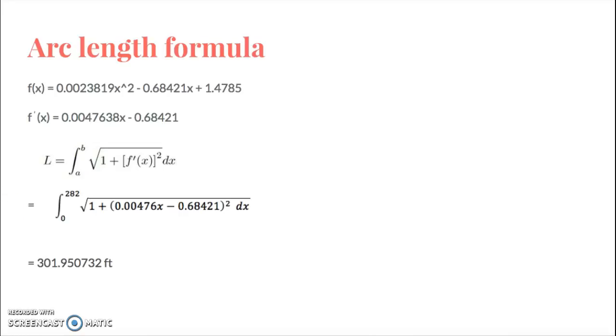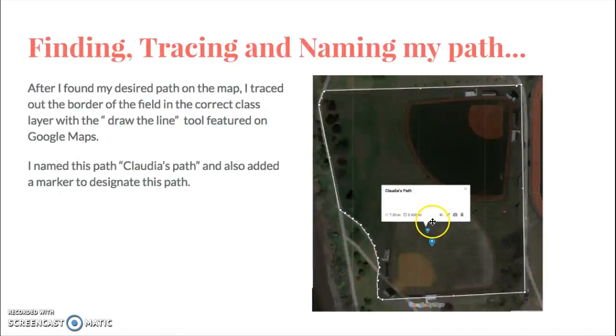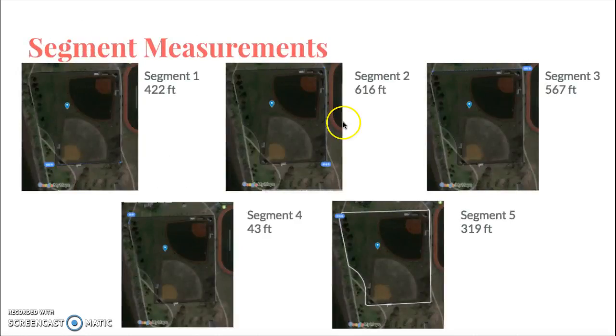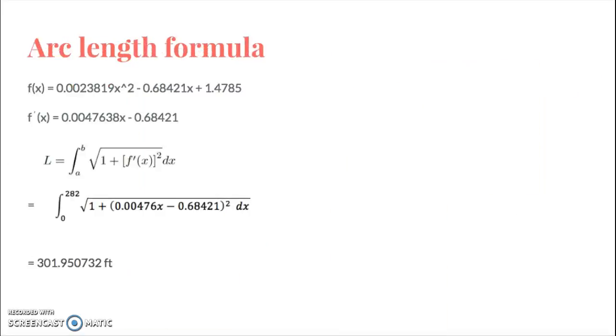And that seems like a reasonable number because if we go back, we can see that this length is 319, and so because this is a curve, it should be somewhat around there. And it is, it's 301.